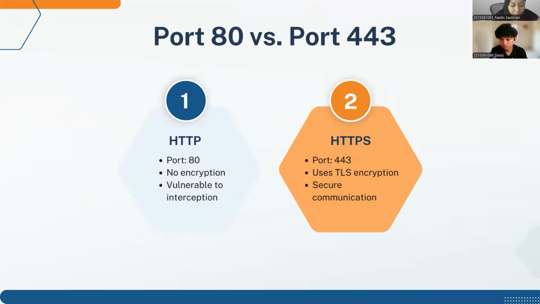So now, what we have right here is port 80 versus port 443. In network communication, HTTP uses port 80, while HTTPS uses port 443. HTTP sends data in plain text, which means the data can be intercepted and read by anyone monitoring the network. In contrast, HTTPS uses TLS encryption on port 443 to protect the transmitted data and ensure secure communication between the client and the server.